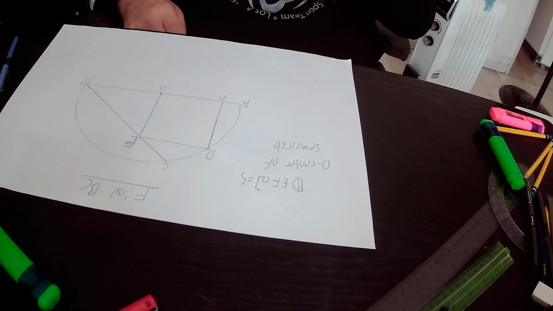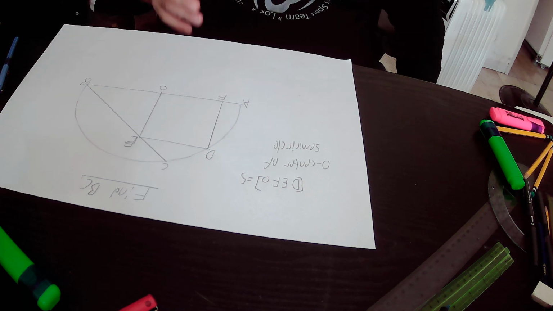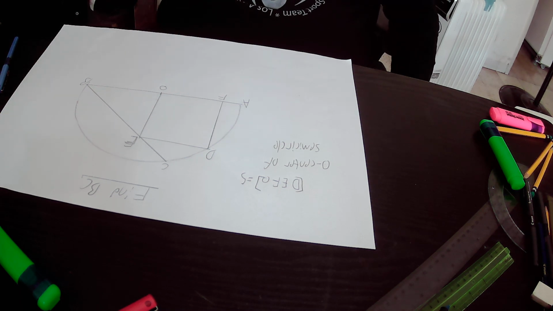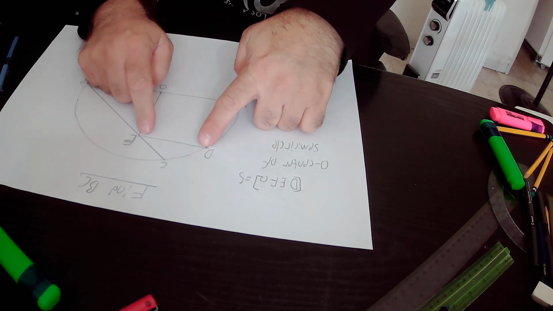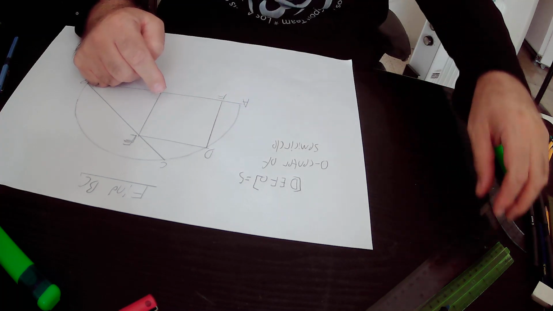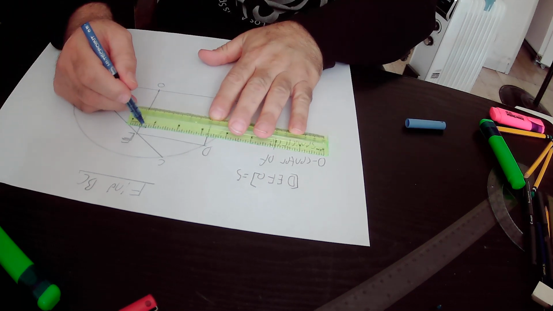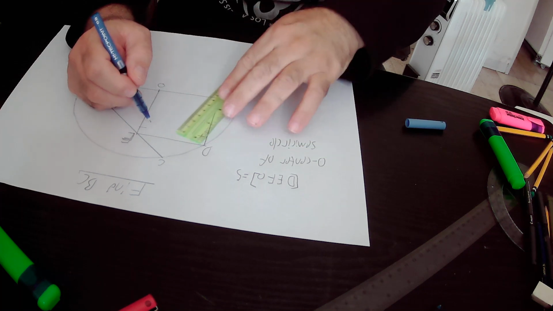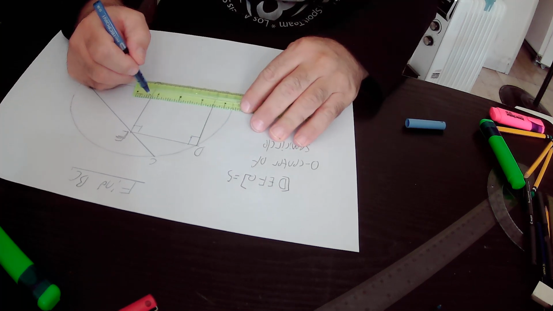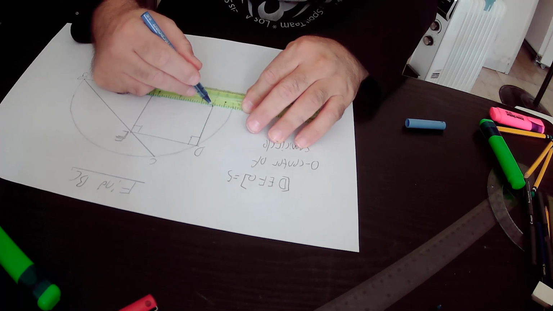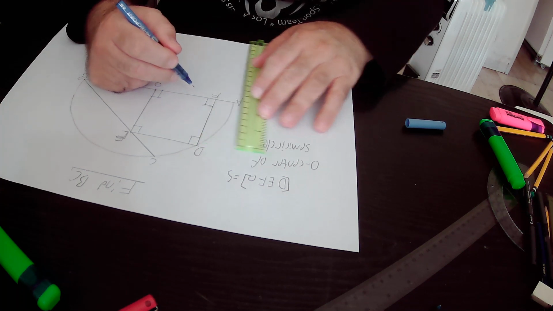First of all, we know that DEFO is a square, and we know that all the angles inside any square are right angles. That is to say, those 4 angles, they are all right angles. They are equal to 90 degrees. Those 2 angles, they are all right angles. They are equal to 90 degrees. Those 2 angles, they are also right angles. They are equal to 90 degrees.